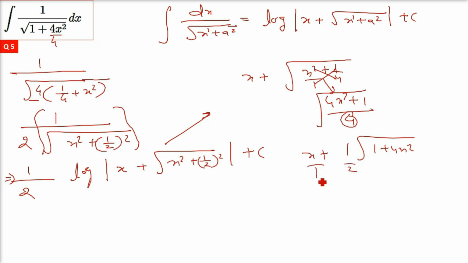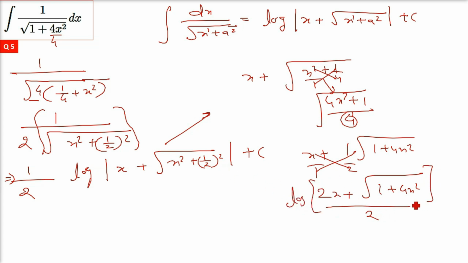So x plus, now just take the LCM. 2x plus under root 1 plus 4x square divided by 2. So this is divided by 2, but this, please remember, is inside the log. Now we have the log a by b relationship also. So when we have this log a by b, it will be log a minus log b. Log a by b is log a minus log b. How are you going to write it?